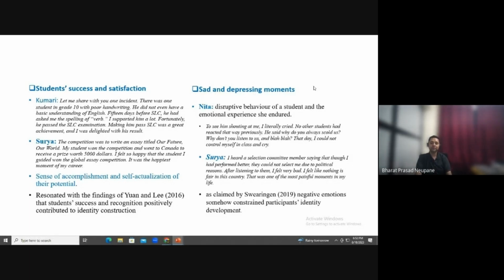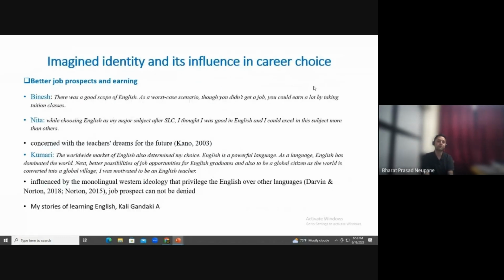He confessed, "I heard a selection committee member saying that though I had performed better, they could not select me due to political reasons. After listening to them, I felt very bad. I felt like nothing is fair in this country. That was one of the most painful moments in my life." So, as claimed by Swagger in 2019, these negative emotions somehow constrain participants' identity development.